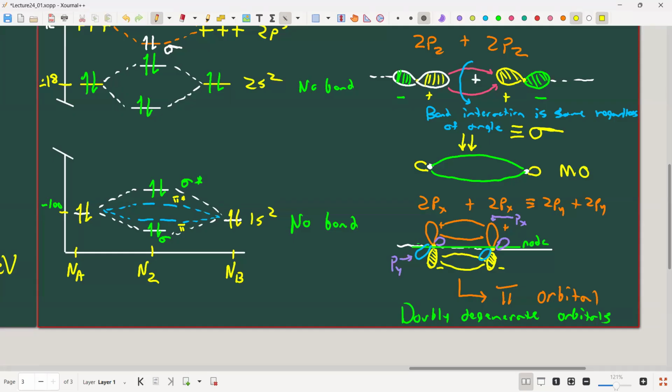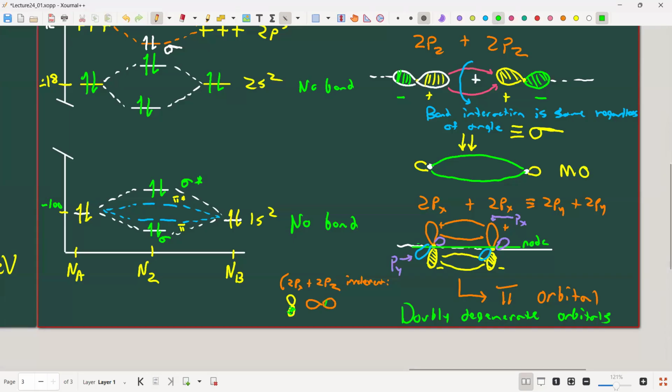Now we also have to ask the question, does Z and X combine? And the answer is no, because they're perpendicular to each other. We don't even have to worry about the combination. They don't even mix. You can see that by drawing the x orbital in this direction, and then the z orbital in this direction.